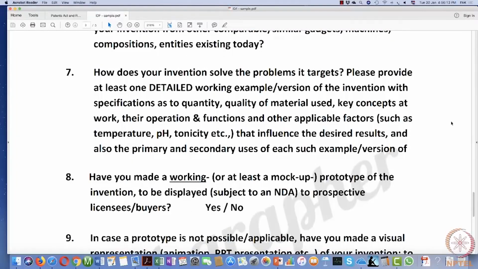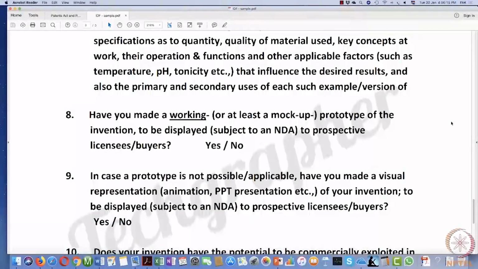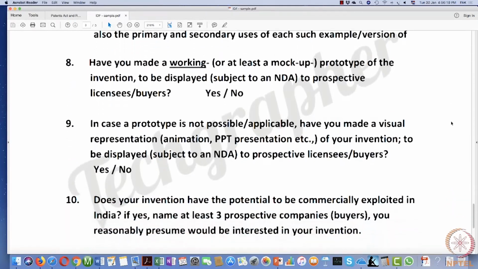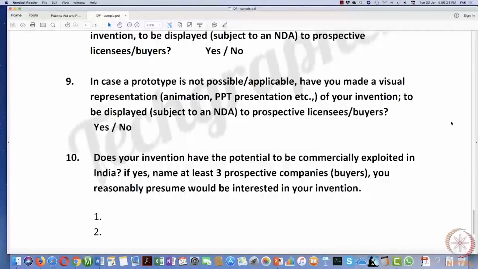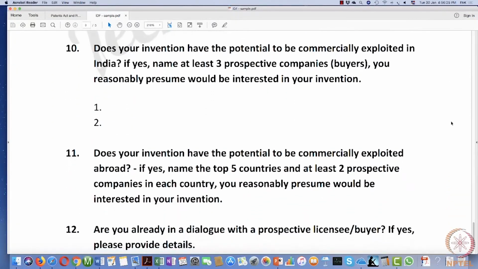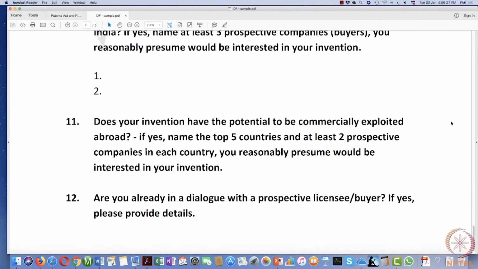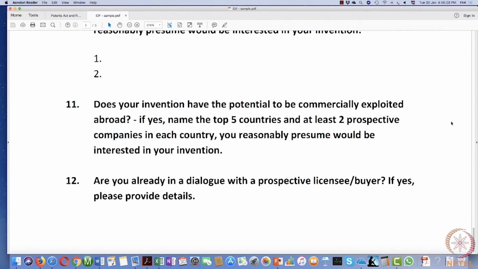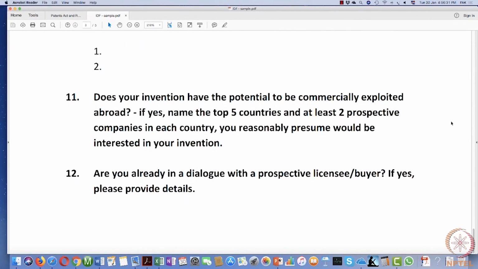Working example of the invention. Now, is there a prototype of the invention? If it is not possible, is there a visual representation, say a drawing, and whether the invention has been commercially exploited, and whether it has been exploited abroad, and whether there is any dialogue, or whether the inventor had made any disclosure to prospective buyers and licensees.